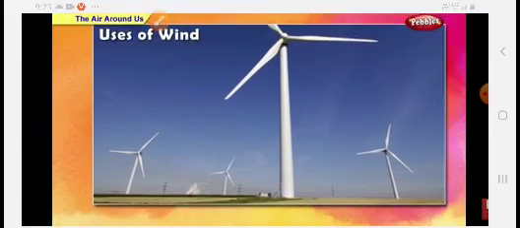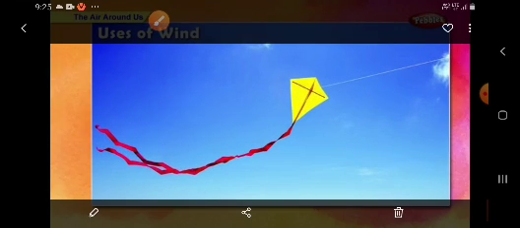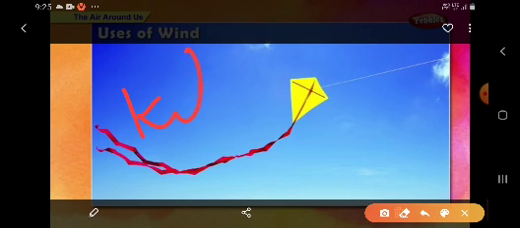Now children, this is a kite. A kite will only fly when there is movement in the air. The movement in air is called wind. When the air moves, it is called wind, and a kite will fly only when there is wind. So it is one of the uses of wind.